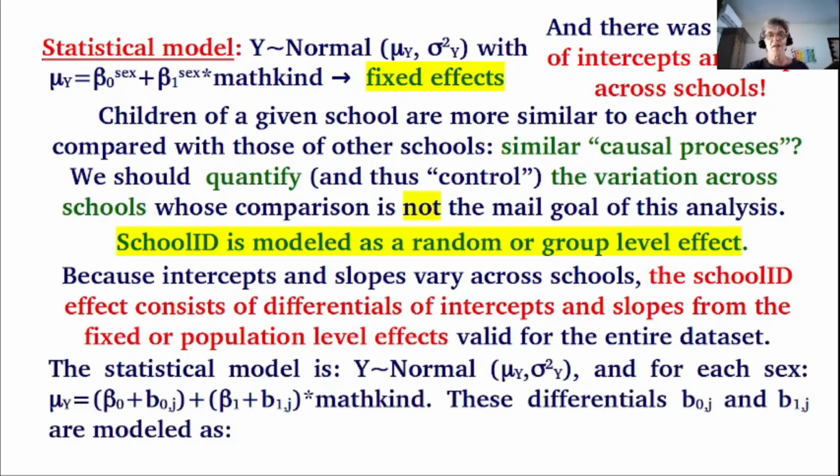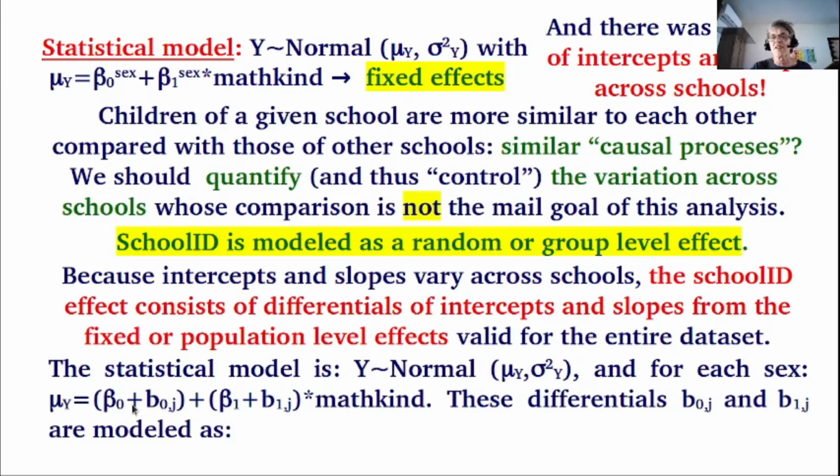The statistical model, therefore, is going to be amended from the previous equation as follows. For each sex, we would have the population level effect. This is the intercept, or fixed effect. This is the slope, or population level effect, relating mathkind with the mean of the response variable. And this B0j and B1j are the differentials of slopes and intercept that will tell us how the jth school differs from the population level effects.